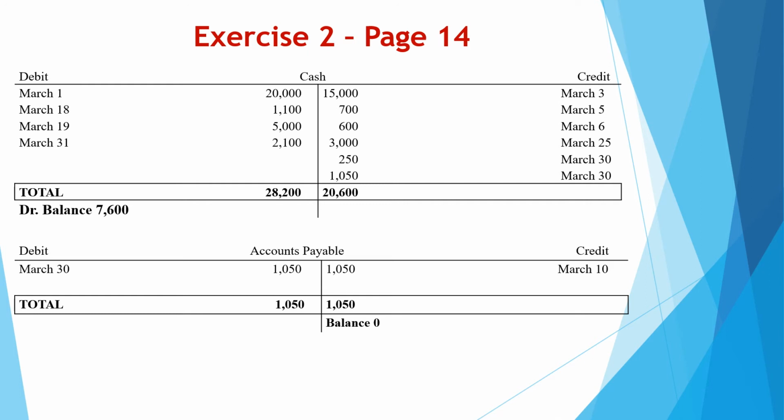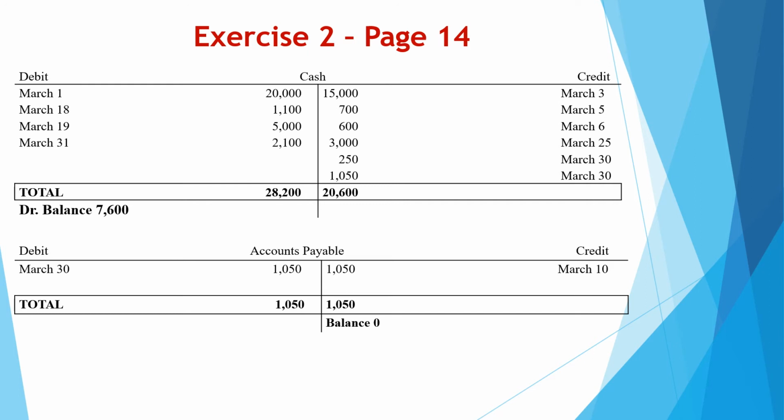On which dates does the cash account appear in credit? We find that on March 3, the cash account was on credit for 15,000. On March 5 was in credit 700. On March 6 was in credit 600. On March 25 was in credit 3,000. March 30 was in credit as well 250, and on March 30 was 1,050 in credit. So these dates with their amounts are under the credit side. The total of the credit side is 20,600.